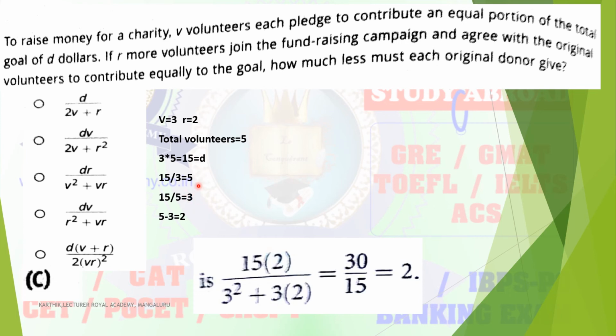So what is the difference? Initially they have to pay 5, then after increasing the volunteers, each member has to pay 3. So the difference is how much? 5 minus 3, you will get 2. So the final answer you should get is 2. So just substitute the values of V, R as well as D into the following equation. Then which option gives the same answer? Just find out.